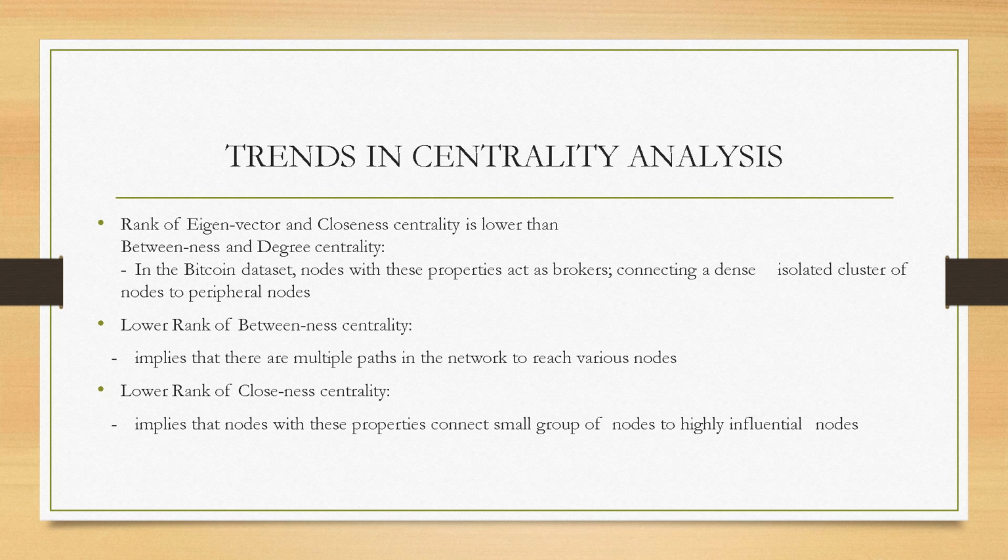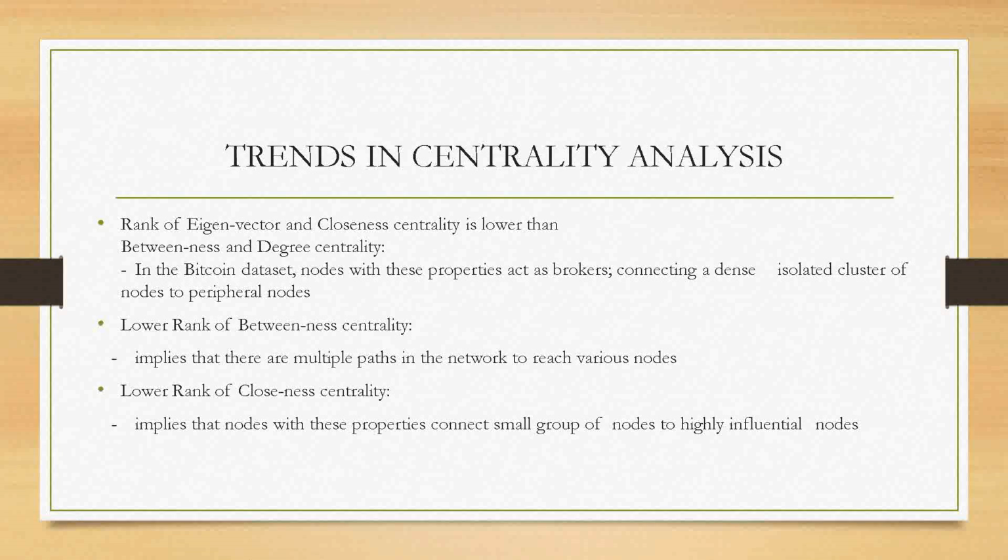Okay, so next is trends in centrality analysis, where we observe three trends from the data set. First is the rank of eigenvector and closeness centrality is lower than betweenness and degree centrality. This could mean that the node is enclosed in a cluster away from the rest of the network, and it connects a small group of nodes to many others. In the Bitcoin dataset, nodes with these properties are acting as brokers in the network, connecting a dense, isolated cluster of nodes directly to the peripheral nodes.